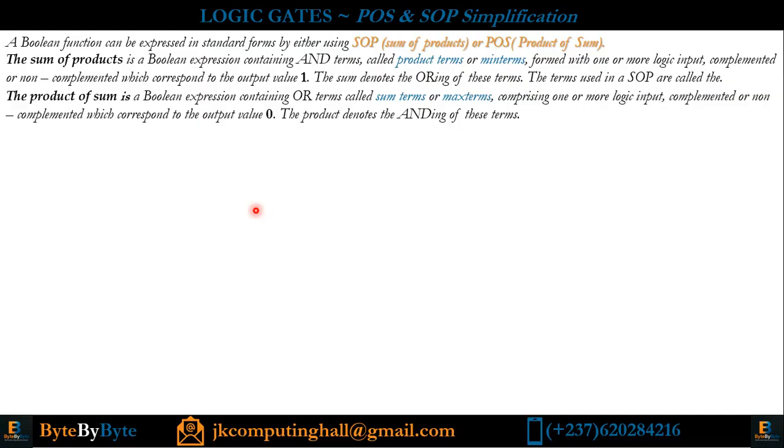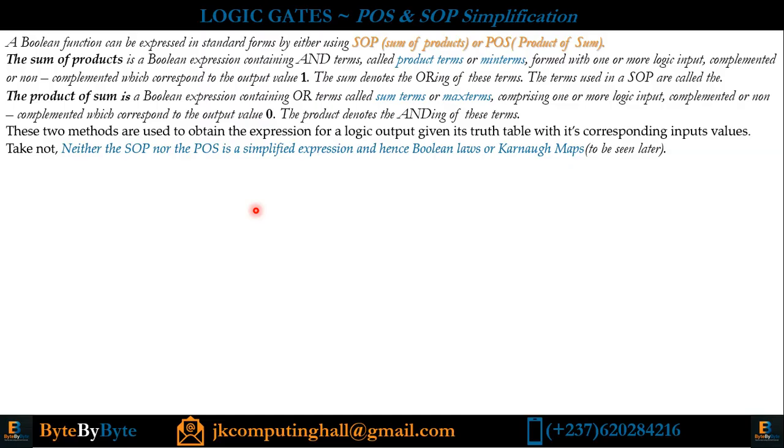That is what we mean by complemented or non-complemented. When we are taking those variables to put them as a product or as a sum, depending on SOP or POS, we must ensure that if it is a product, the value of those variables when multiplied must give us 1. And in the case of POS, when adding, it must give us 0. That is what we are saying.